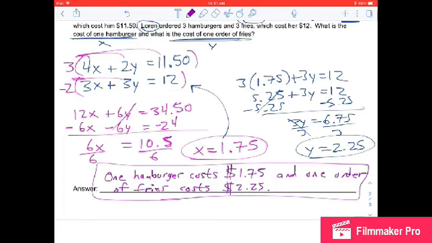Okay, so be ready for your test. That's basically your test. It's going to be very much identical to that, just maybe different numbers, different problems. Okay? Peace.